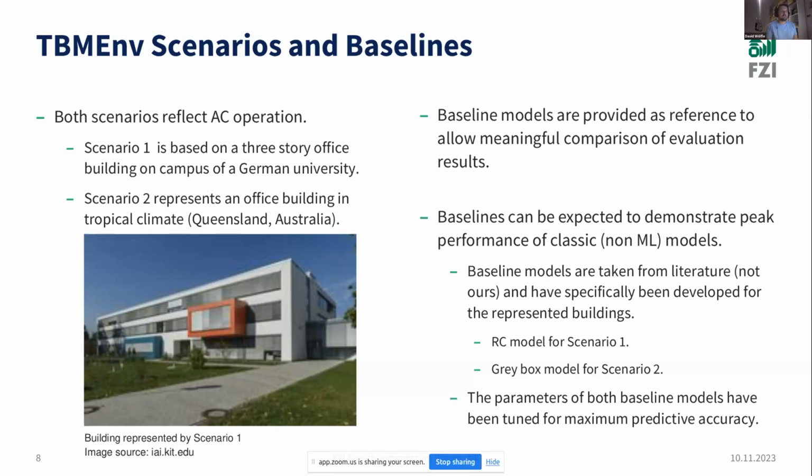I think that the baselines can be expected to demonstrate peak performance of non-machine learning models. So it's classic engineering models, which we know from MPC. In particular, the model of scenario 1 is an RC model, which is quite popular in our domain, and the model for scenario 2 is a gray box model. Both of those have been specifically designed for the buildings that are represented by our scenarios. Furthermore, the parameters of both models have been tuned to achieve maximum predictive accuracy and to make it really a challenge to beat. It's not shown here on the slide, but the mean average error of both models is around 0.4 degrees Celsius, on average for, I think, one is a 24-hour prediction, the other one should be a 12-hour prediction horizon.